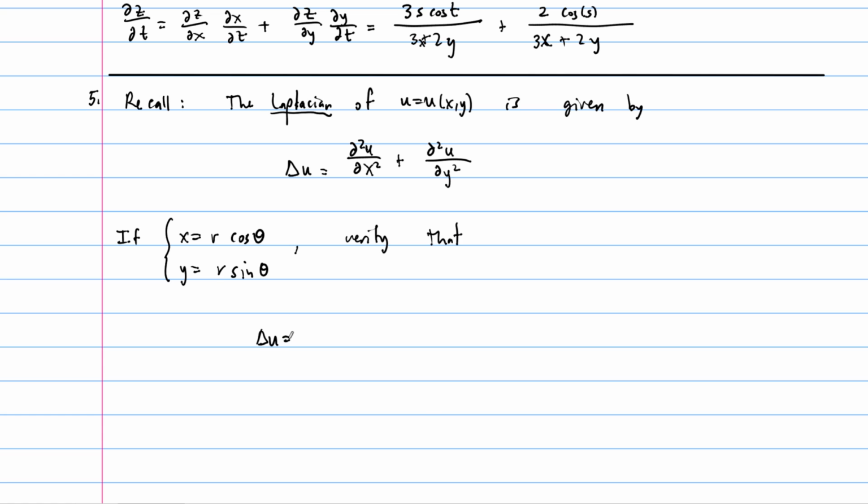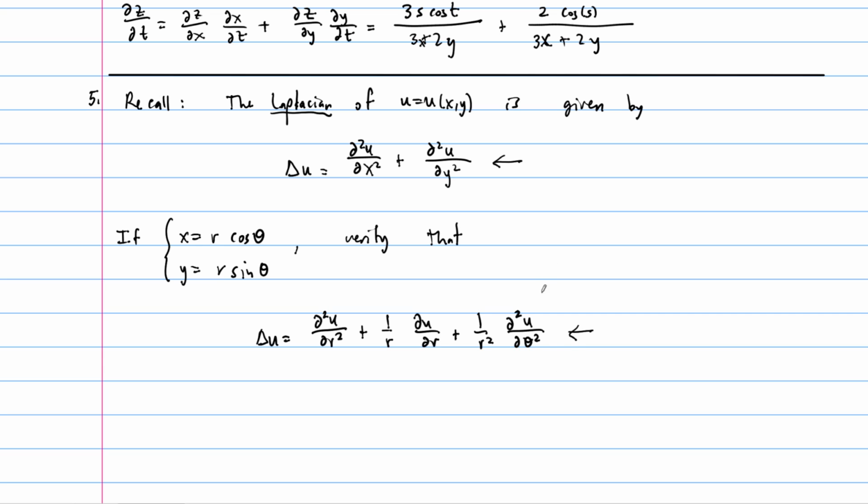So the Laplacian of u in this case is going to be d squared u dr squared plus 1 over r du dr plus 1 over r squared d squared u d theta squared. All right, so this is what we want to verify here, this formula for the Laplacian. And so the idea is to show that these two are the same, right? Show that these two are the same.